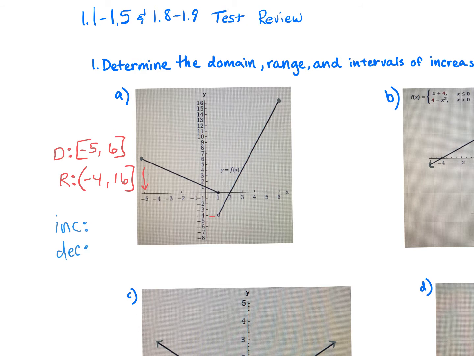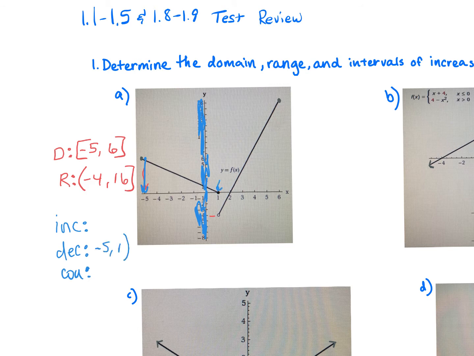Increase, decrease, and constant. Good. On the X. So what am I going to do with the Y? Cross it out. I don't want to look at it. I don't want to confuse myself. So starting on the left-hand side, what is the graph doing? Decreasing. So it's decreasing from -5 to what? To +1. Awesome, guys. -5 to 1.